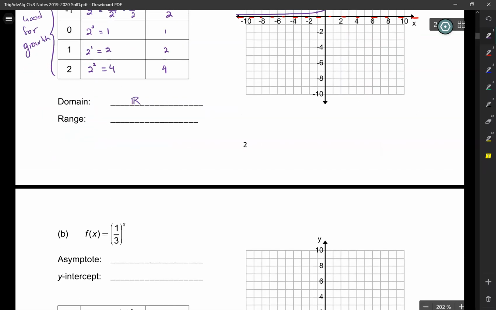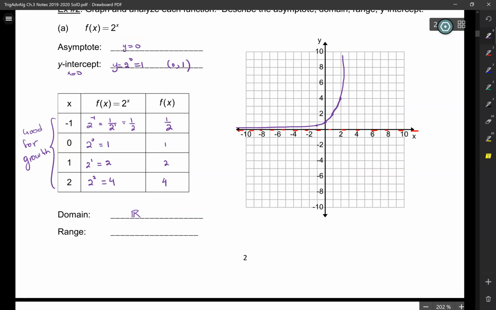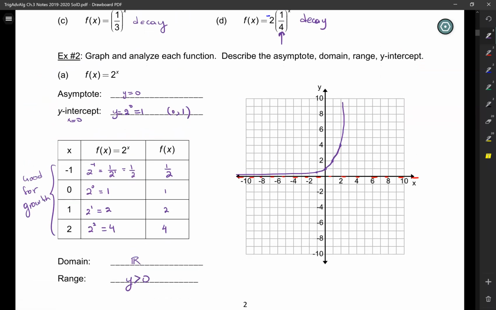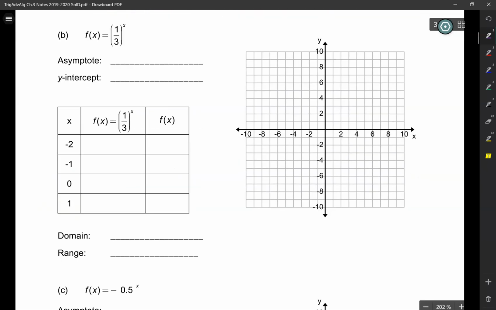Okay, these are the freebies now. Domain is always all reals. The range, you put a y. Look at the asymptote. It's at 0, so 0 here. The graph sits above the asymptote, so it's greater than. Also, you can look at the function. If it's a positive 2 to the x, then it's greater than 0. Otherwise, it would have been less than 0. Okay?